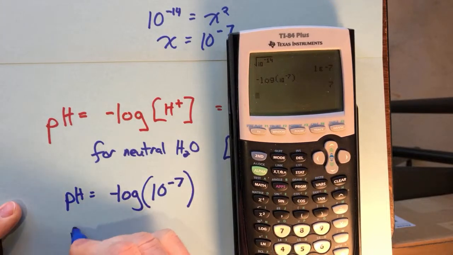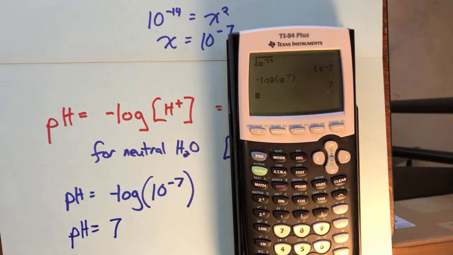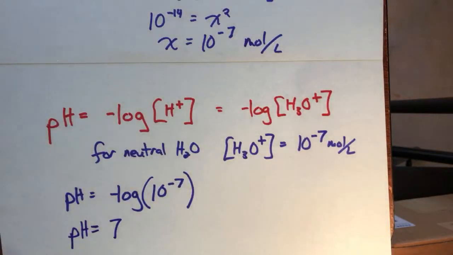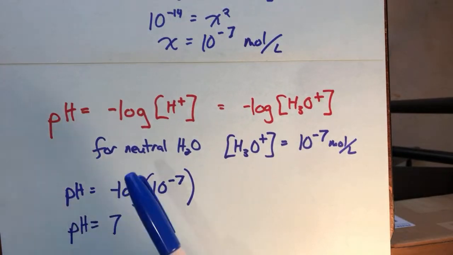So it's a mathematical calculation, right? 7 was not arbitrarily chosen. 7 was not chosen because it's between 0 and 14. No, 0 and 14 are nothing. The scale is not a 0 to 14 scale, okay? pH has a mathematical definition and is not just a 0 to 14 scale.